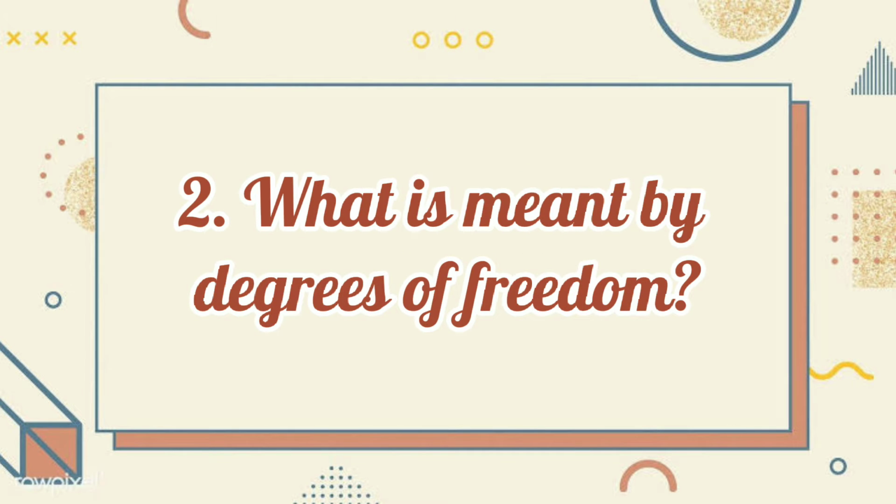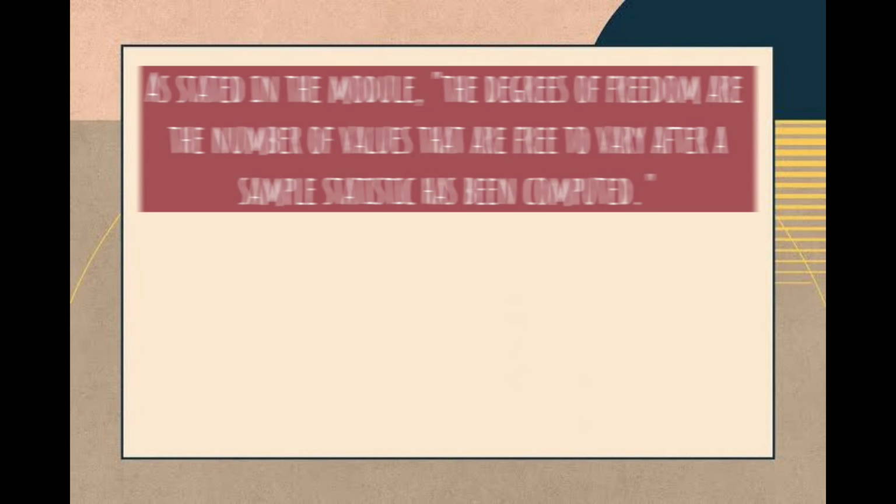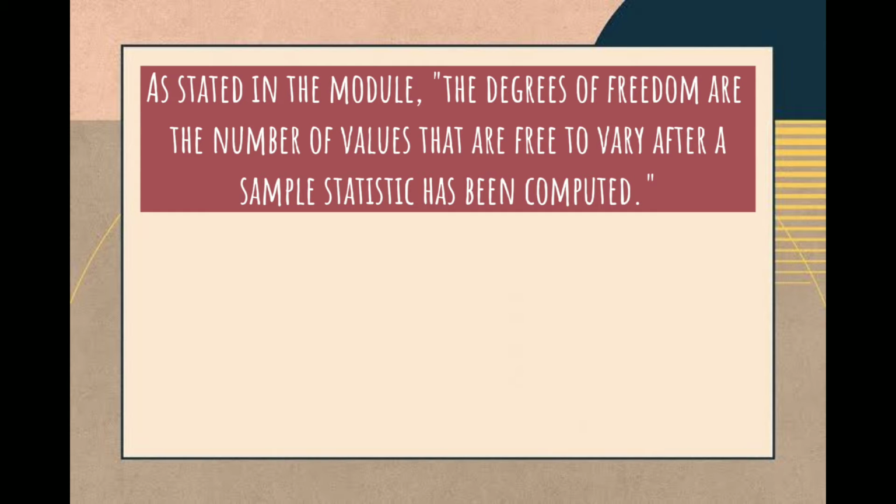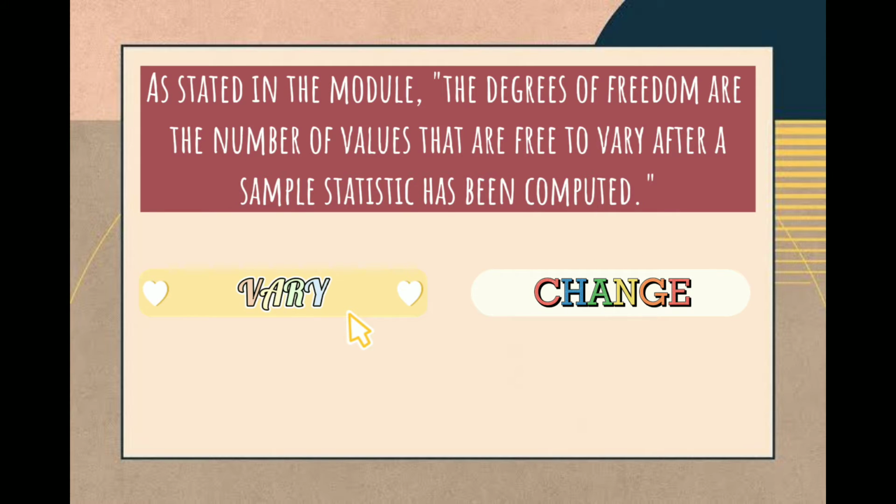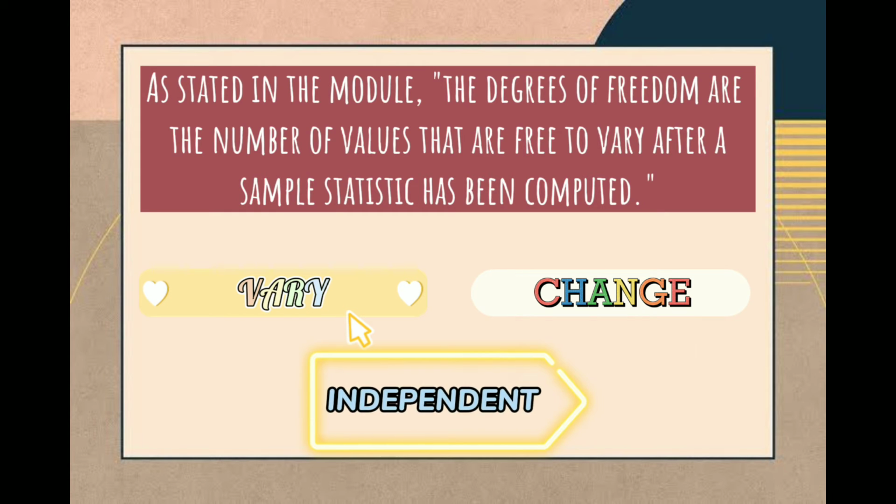What is meant by degrees of freedom? As stated in the module, the degrees of freedom are the number of values that are free to vary after a sample statistic has been computed. Vary means change. So when we say free to vary, meaning free to change. So the degrees of freedom are the number of values that are free to change, and we consider them independent.